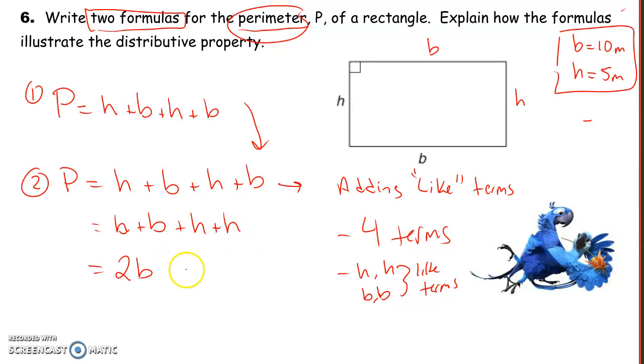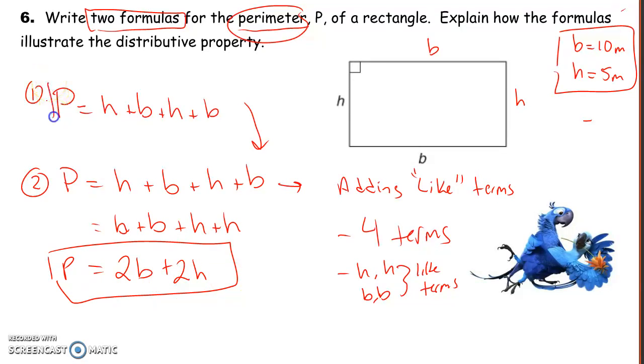I also have two h's. These are positive two h's or plus two h's. So right now we've got a separate equation. I've got P equals 2b plus 2h. There's another formula right there that would do the same thing mathematically, and I invite you to test it. Test this equation like we tested this one here by inputting these values and see if they're the same.